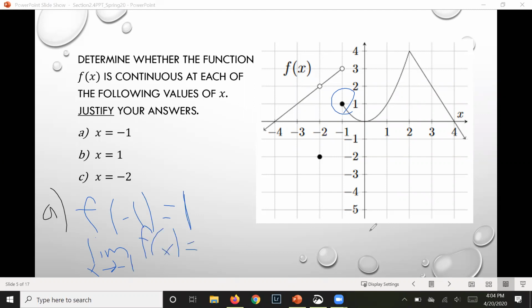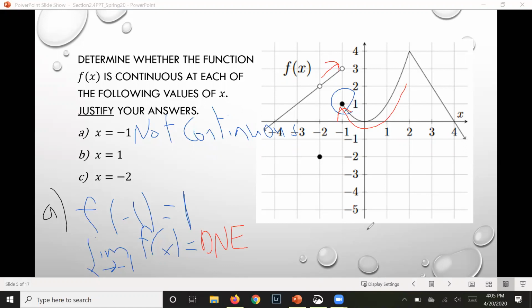Does that exist? Well, coming from the left-hand side, it looks like the output values are getting closer and closer to 3. And coming from the right-hand side, getting closer and closer to 1. So from the left-hand side, the limit is 3. The right-hand side, the limit is 1. So we end up with the limit there being different on each side, so that limit does not exist. So therefore, because the limit doesn't exist, it fails that criteria. The function is not continuous at x equals -1. Okay? So it fails that one there.